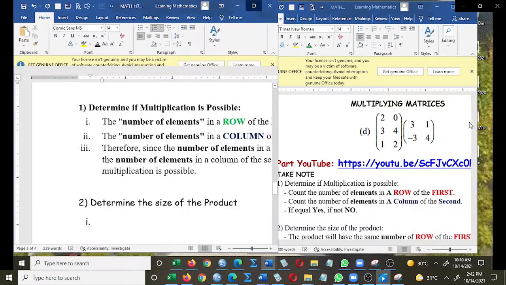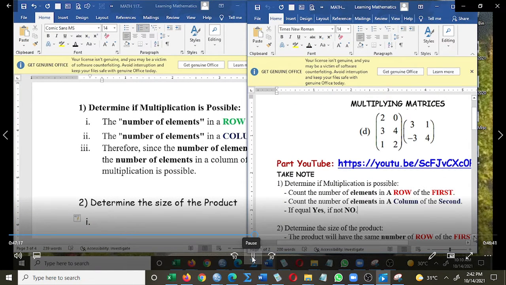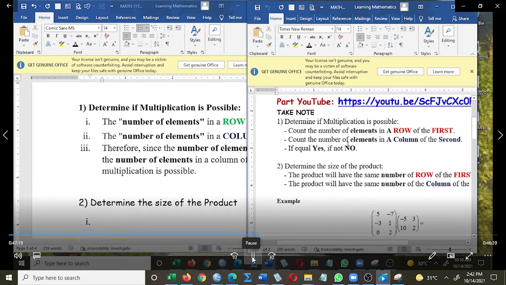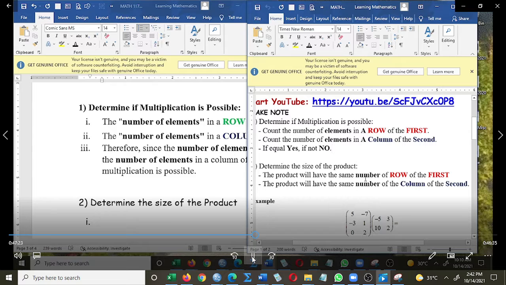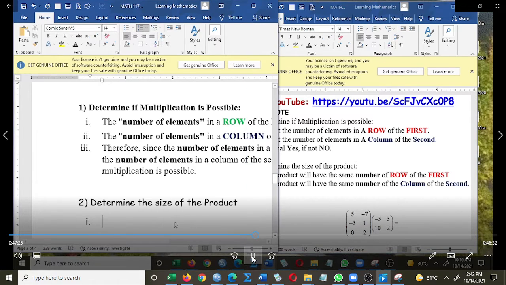Let me give you a clue. Look at there. Determine the size of the product. The product will have the same number of rows as the first. So you see the whole row of the first, it's consistent. Row of first, column of second. Even when you go and multiply, it is row of first, column of second. So that's why I chose to do it that way.